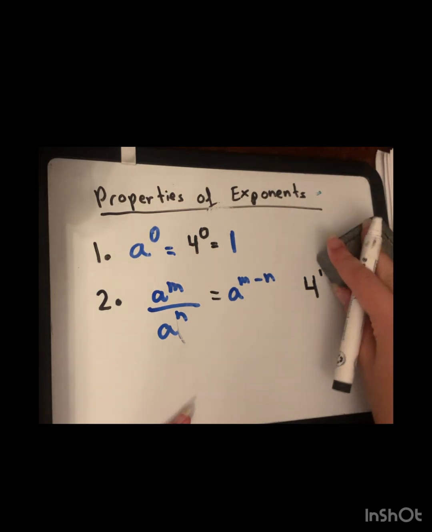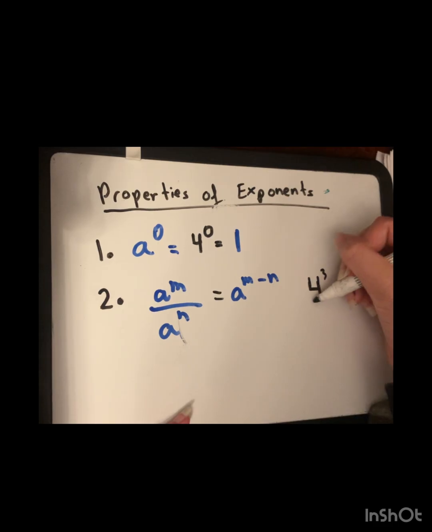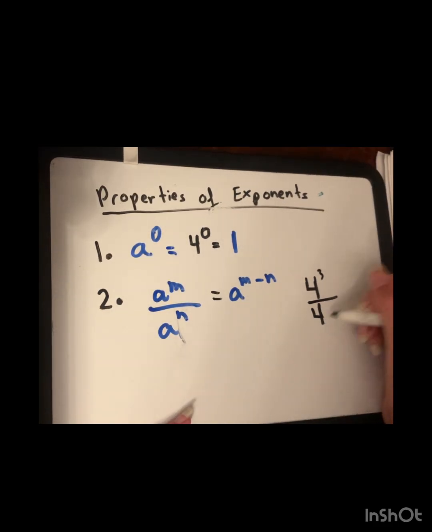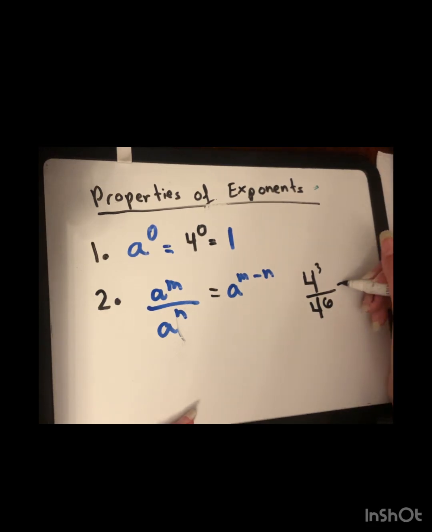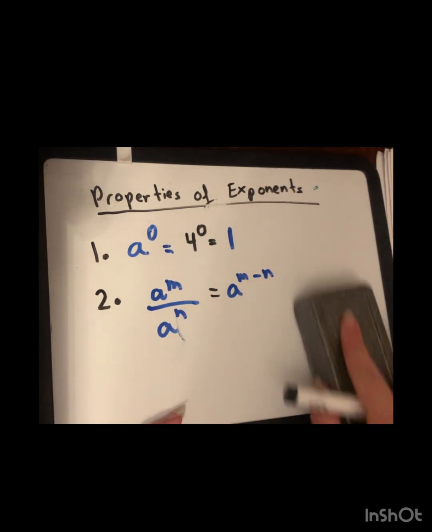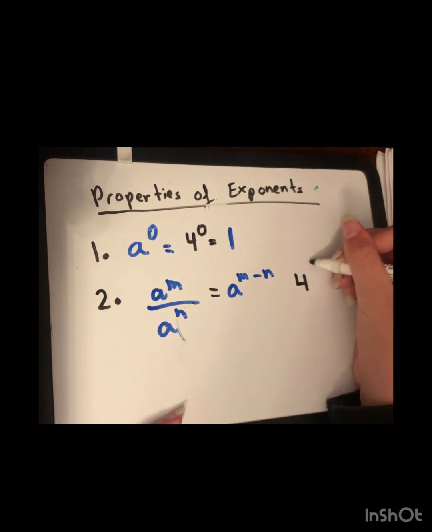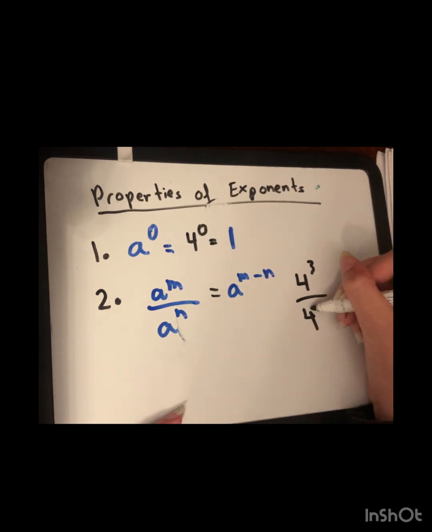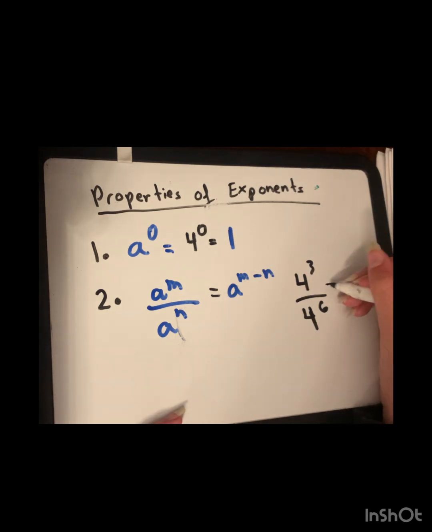Now, if you have 4 to the 3, and then you have 4 to the 6, let's say you have negative 3. Negative 3 minus negative 6. But if you have it like this, 4 over 3, and then 4 over 6, it's going to give you 3 minus 6, which is negative 3. It's going to give you a negative. What do you do when you have a negative? Hold that thought. I'm going to go to that property soon enough.